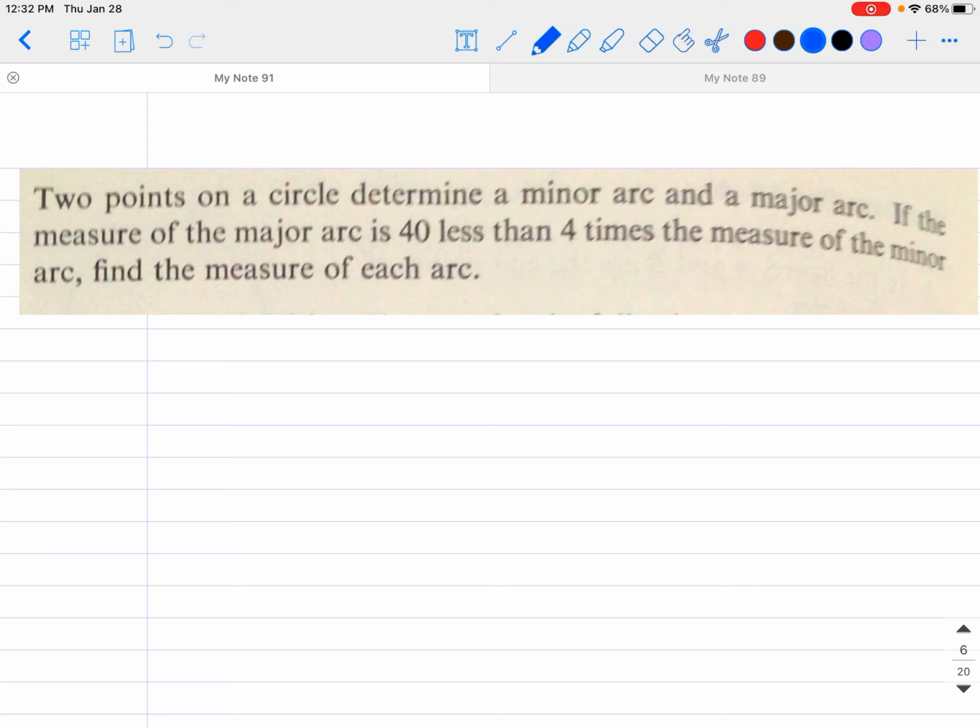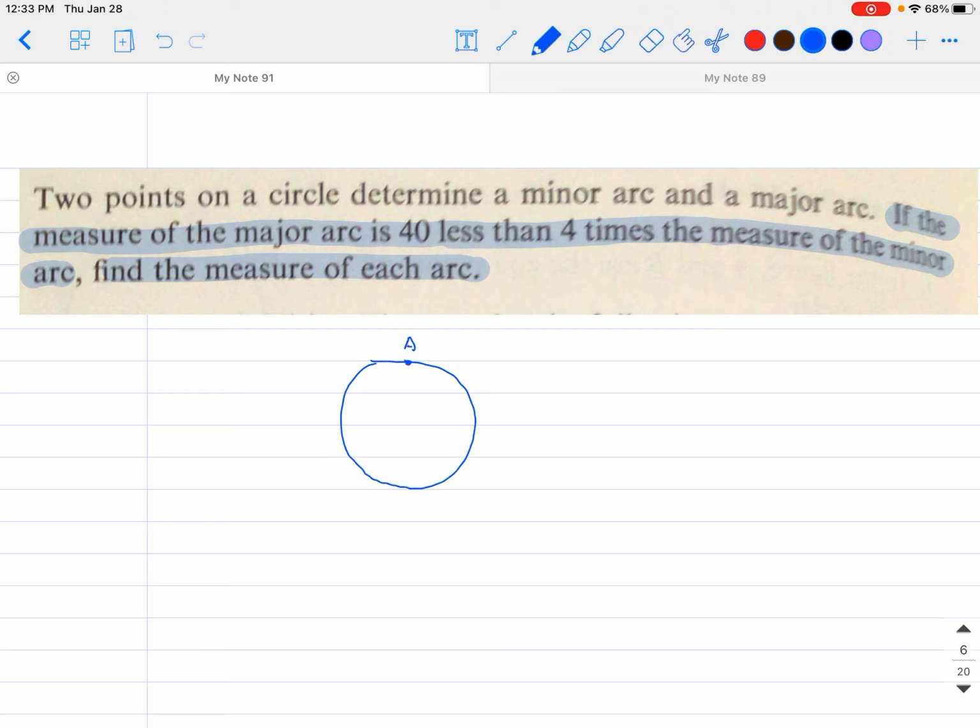The 2 points on a circle determine the minor arc and the major arc. So if the measure of the major arc, let me go ahead and underline it, is 40 less than 4 times the measurement of the minor arc, find the measurement of each arc. Well, let's go ahead and draw a picture because that's always a good place to start.